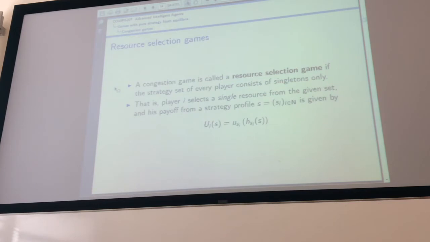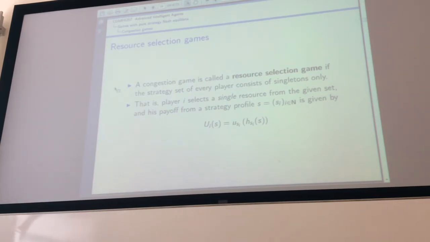There is one special case of those games which makes things way more simple. It actually has many names. One of them is resource selection game. Another is singleton congestion games. The third one is simple congestion games. They all mean the same thing. There, the strategies for the players are single resources. So instead of having subsets, I only choose single resources. So that's a simple special case of that.